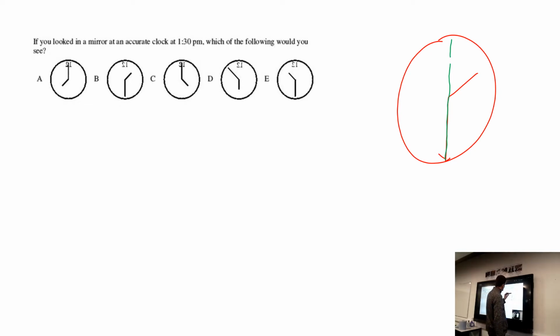So the reflection would be here, here and here. So we're looking for that picture. So I would be going for E.